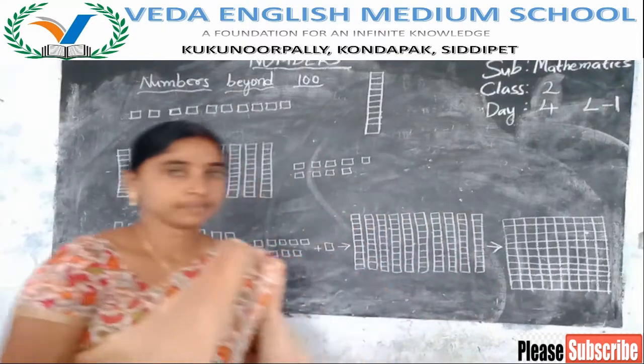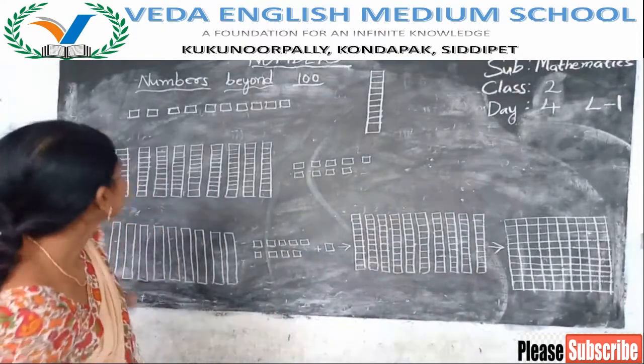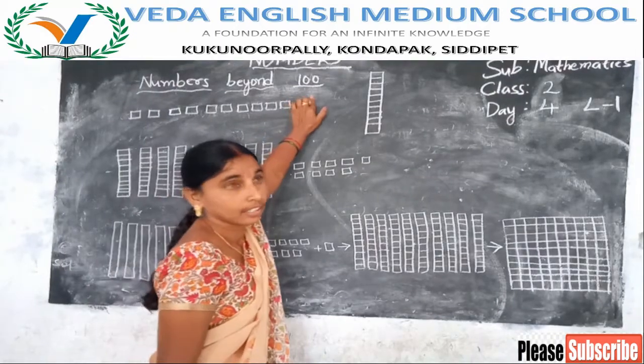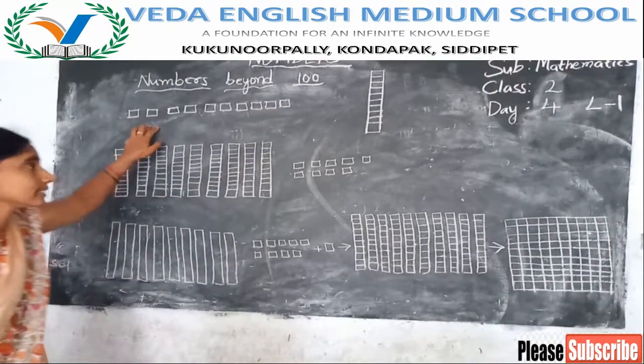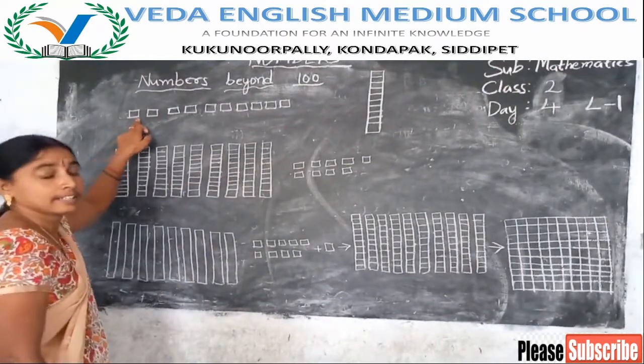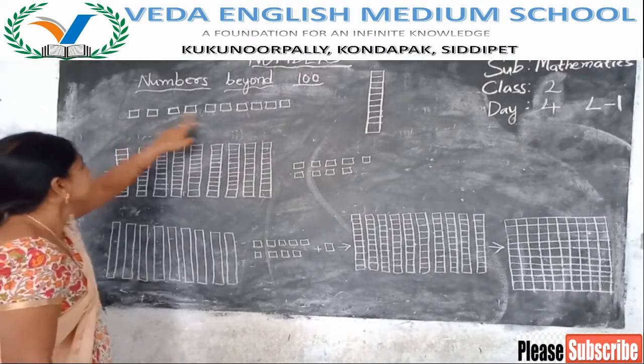Yesterday we learned number names. Today I am going to teach about numbers beyond 100. Okay? Here are some boxes. Each box contains one. Here, how many boxes? Count now.